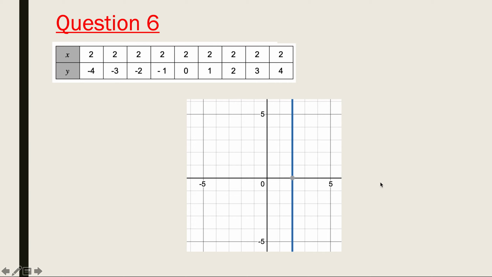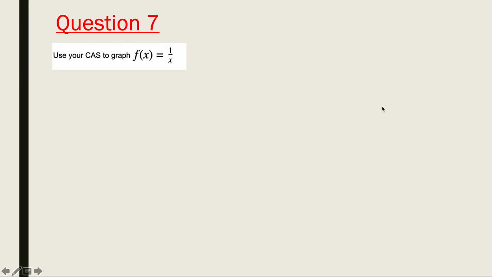Okay. Question 6. So question 6 was the other special case where x is always equal to 2, regardless of the value of y. So this is also a linear relationship, also a line, and the formula is x equals 2. Wonderful. In this one, just remember that the gradient is undefined because it's going infinitely upwards. Okay, so we call the gradient of this one undefined.